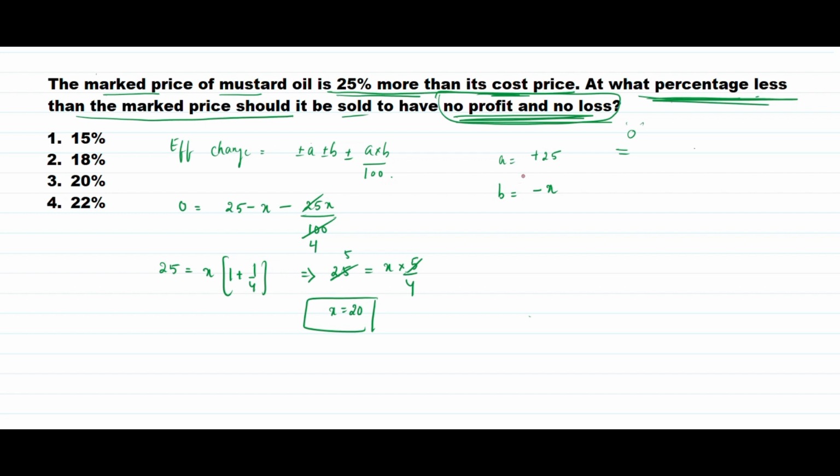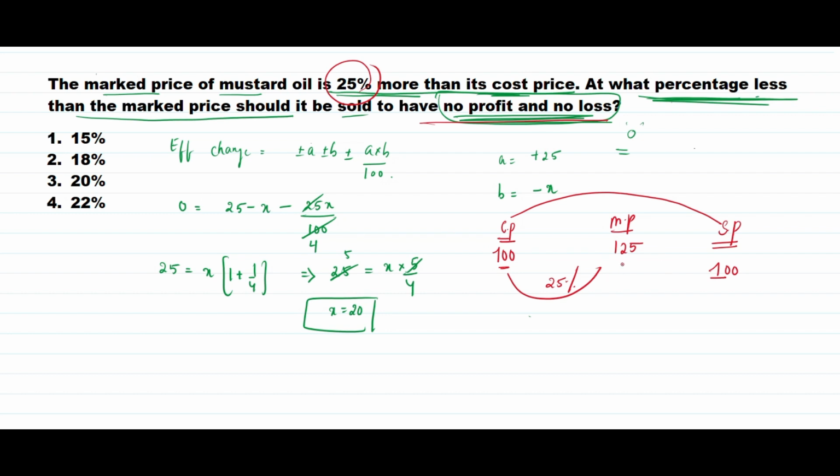Now let's see the procedure. Let's take the cost price as 100 rupees. They said 25% more than the cost price, so 25% more than the cost price means the marked price is 125, right? Now they said there should be no profit and no loss, so that means we have to sell at the same price as the cost price. So the selling price is nothing but 100 rupees. Now we have to find how much decrease, that is nothing but how much discount.